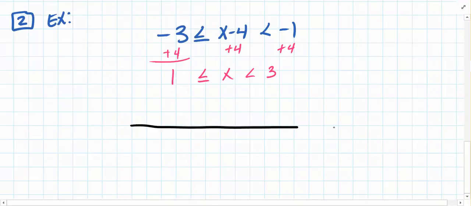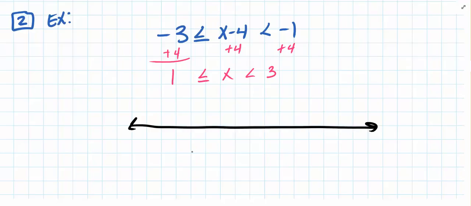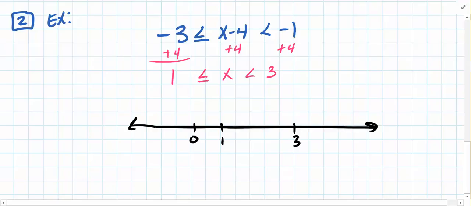All right. You have to give me 3 numbers now. Which numbers do you have to give me? 1, 0, and 3. So here we go. Here's 0. Here's 1. There's 3. You gotta give me 3 of them. Okay. Always gotta give me 0 on the number line so we know.